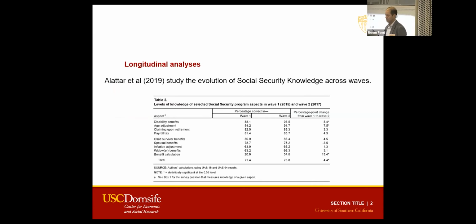So how do you do longitudinal analysis? One way is by simply comparing the same variable across waves. This is, for instance, the approach in Alatar et al. 2019, a paper in the Social Security Bulletin that studies the evolution of Social Security knowledge across the first 2 waves. If you just compare 2 waves, you're comparing periods approximately 2 years apart, so the period from 2015, 2016 with the period of 2017 to 2018.